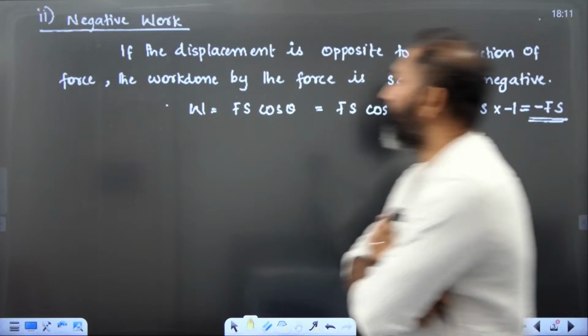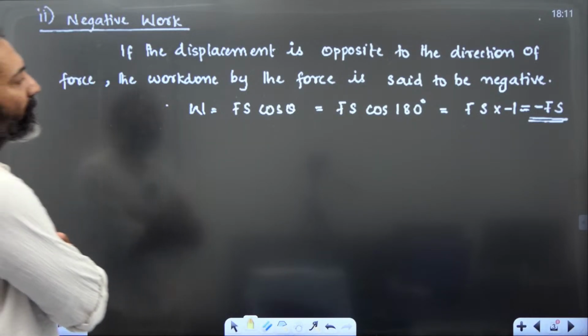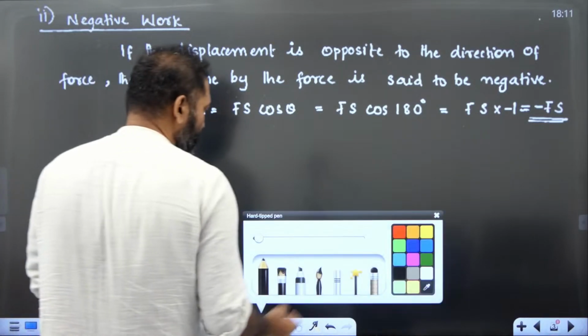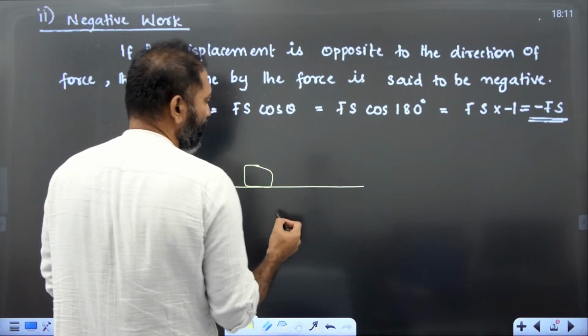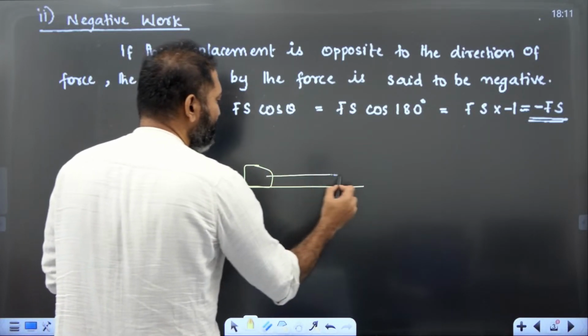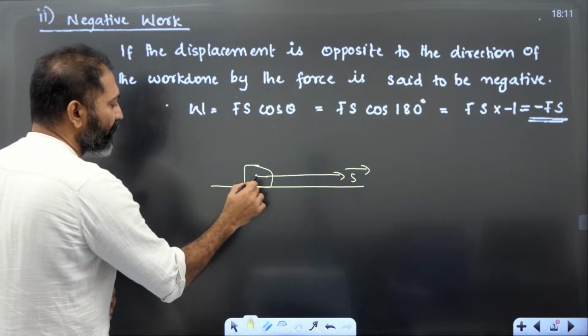Next is negative work done. If the displacement is opposite to the direction of force, work done by the force is said to be negative. For example, there is a box lying on a table. See, it is displaced in this direction. What will be the frictional force?